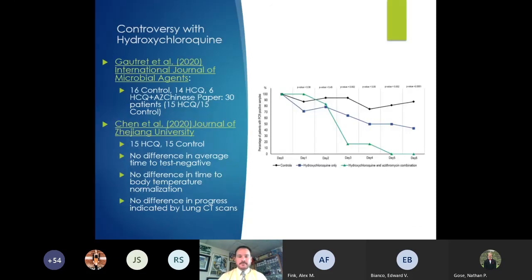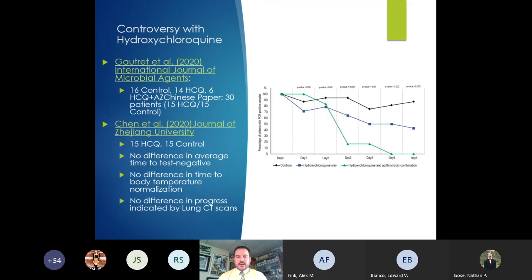Good questions. Love them. So here's the controversy with hydroxychloroquine. This paper came out from a French group, and here's the data. 16 patients served as the control, 14 patients got hydroxychloroquine, and 6 got hydroxychloroquine and the antibiotic azithromycin. If you've ever taken a Z-Pak for any sort of infection, that's azithromycin. So here is their data, and it certainly looks a bit promising.